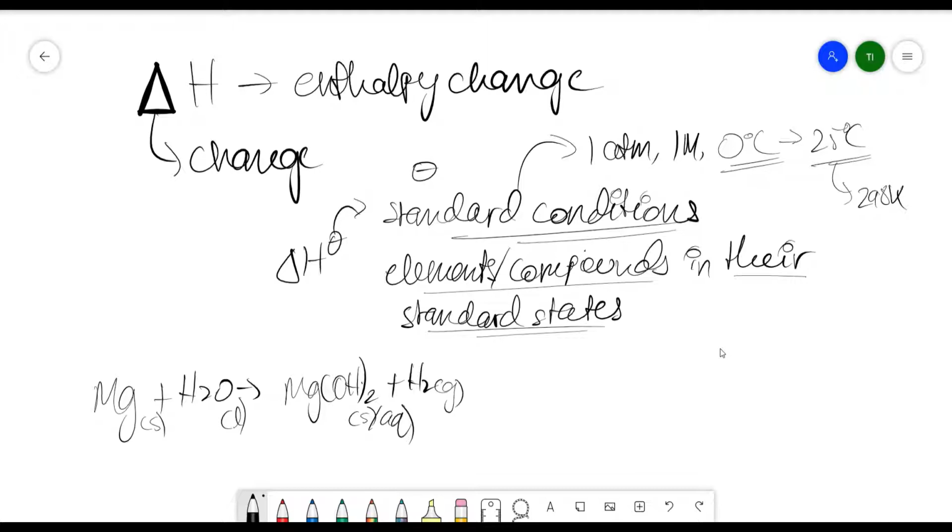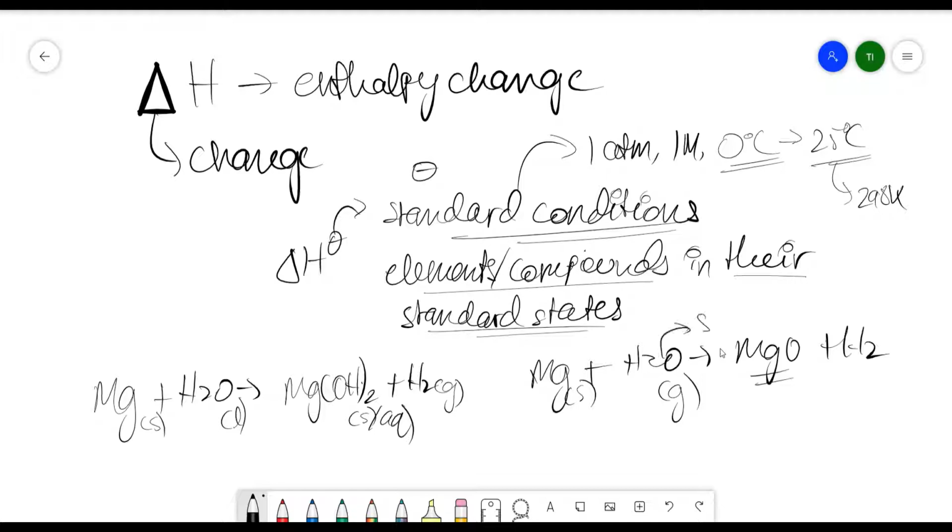But when you react Mg with steam, you get another compound, which is MgO, plus H2. And in this case, although Mg is solid, H2O is not liquid, it's actually gas because it's in the form of steam, to produce MgO, right? And in this case, if I were to take standard conditions as 25 degrees Celsius, water would not be in its standard state, right? It would not be in the standard state.